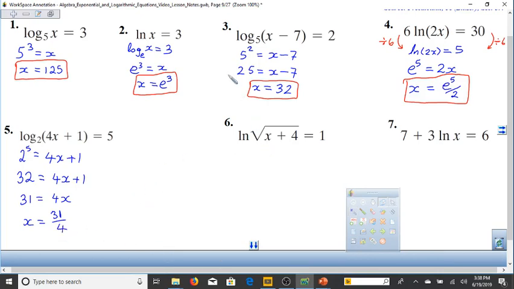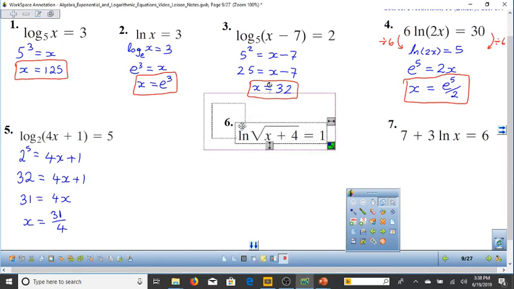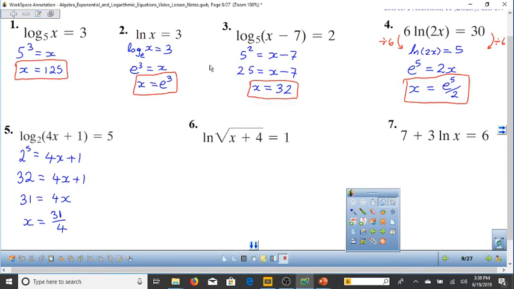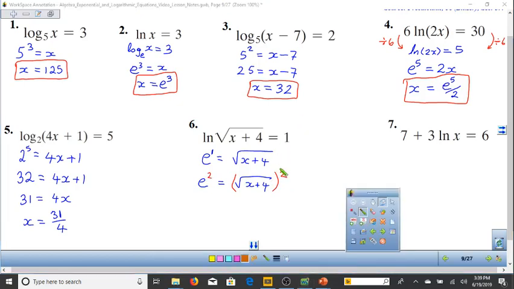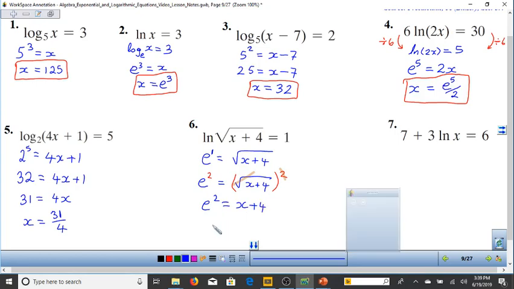For this question here, we're going to have a logarithm of a radical. No problem. ln means log base e, so I just do e to the 1 is equal to the square root of x plus 4. I want to get rid of that square root, so I'm going to square both sides. I'm going to square the right side here, which will cancel the radical, and the left side will just give me e squared. So we have e squared is equal to x plus 4. I subtract 4 from both sides, and x is equal to e squared minus 4.